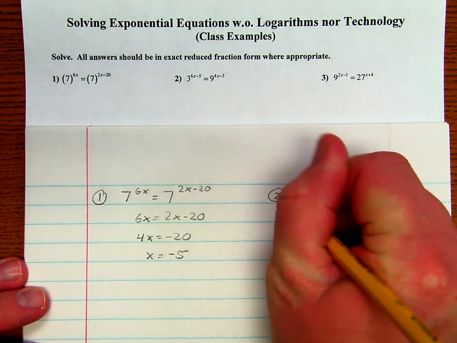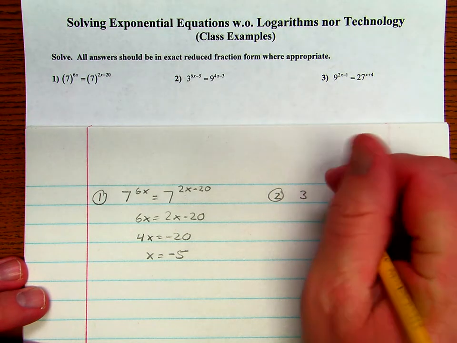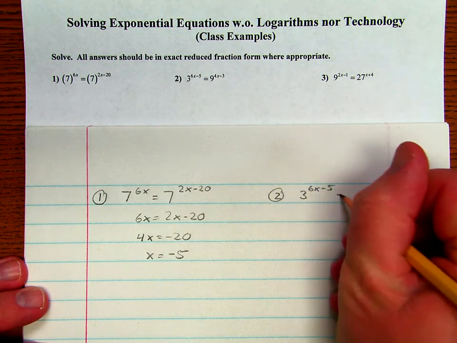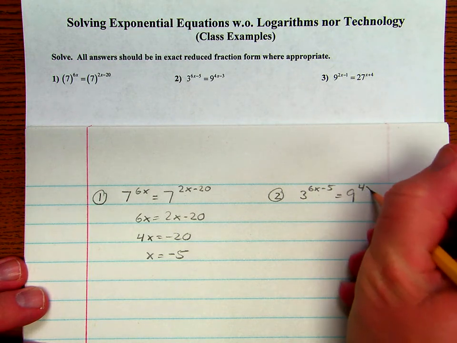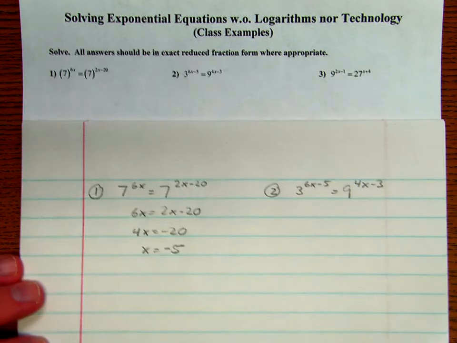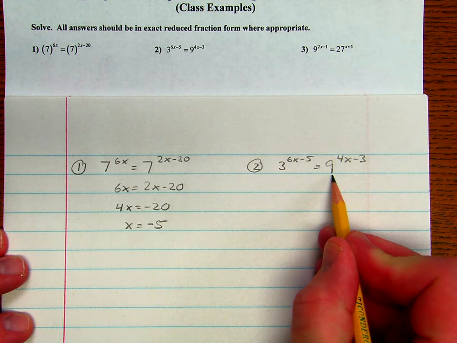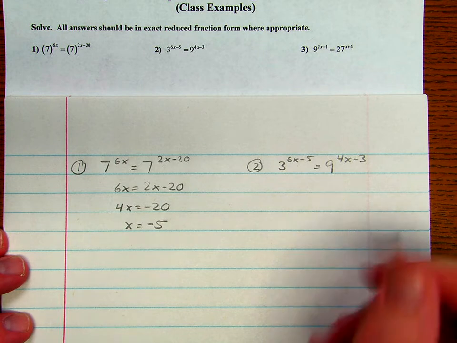Okay, number 2, level up from number 1. Both sides are not powers of the same base. Your two sides are not powers of the same base. By the method that we're using today, we want to get them to be powers of the same base. So, for example, we can rewrite 9 as base 3.